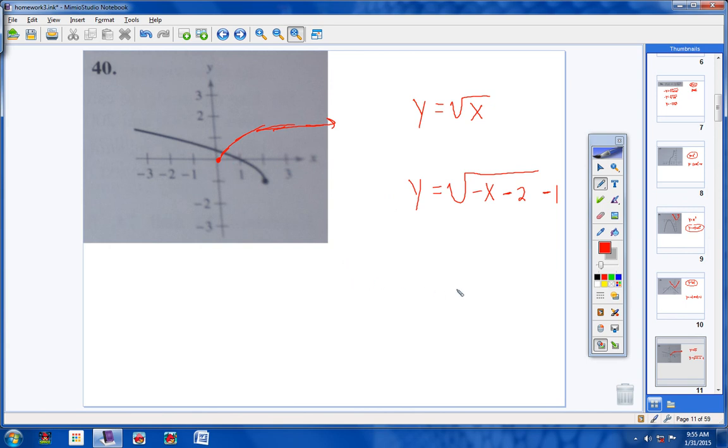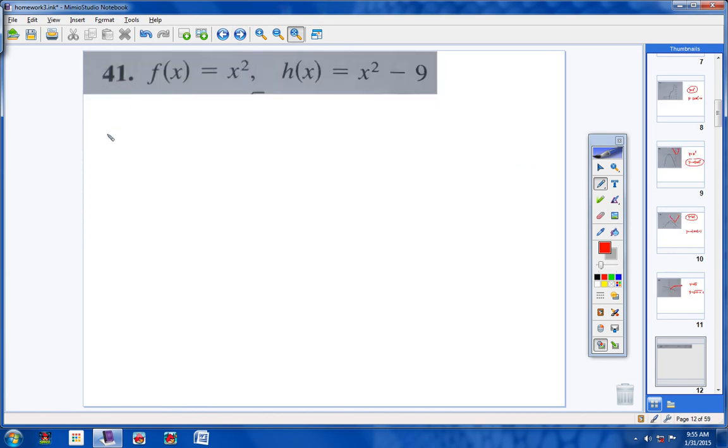All right, moving on to numbers 41 through 46. Identify the transformation and sketch the graph. Guys, I'm not going to make you sketch these graphs at all.